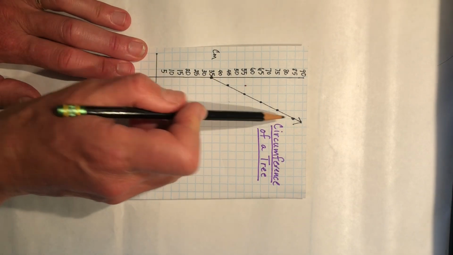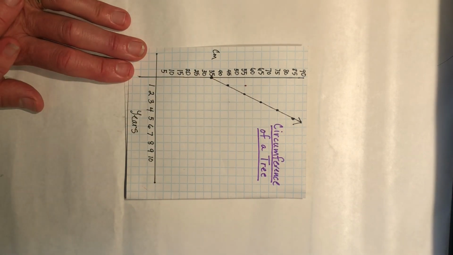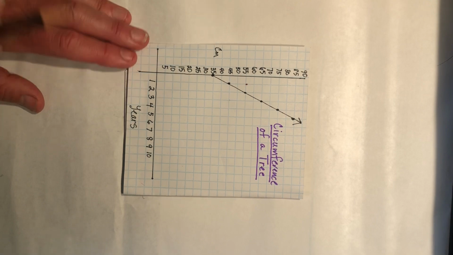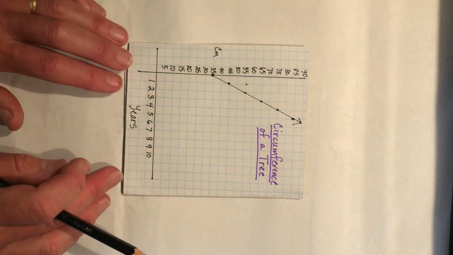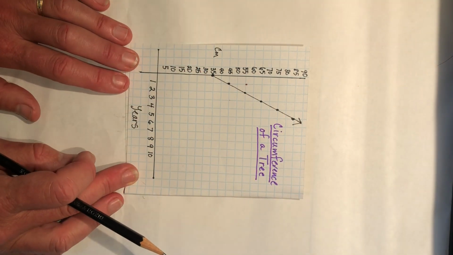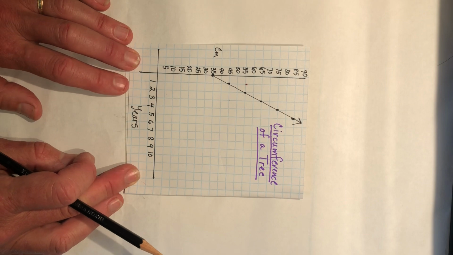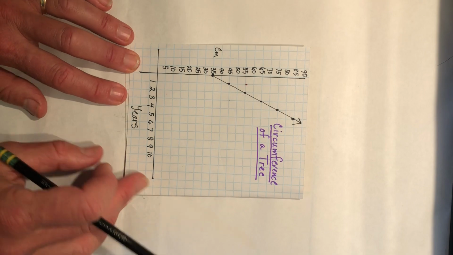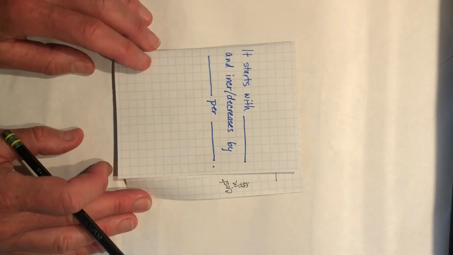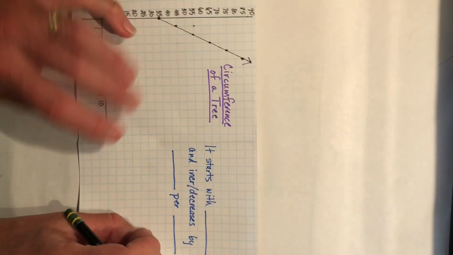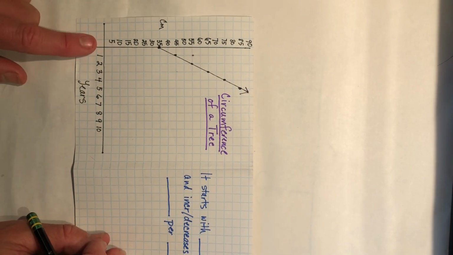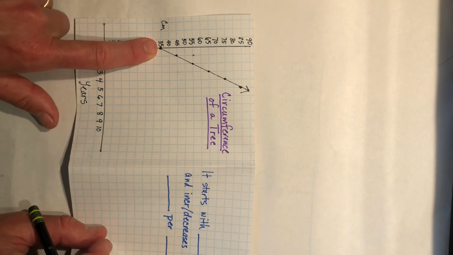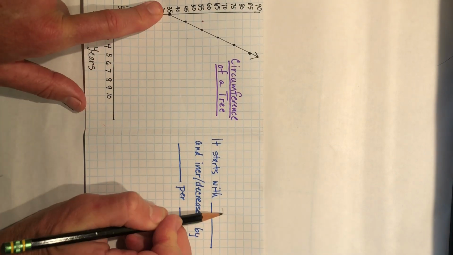So since I see my graph going up, I know that the circumference of the tree, right, the distance around the trunk, is increasing as the years go by. Can you already see what our equation is going to be? I bet you can see the start of it. Let's take a look. It started at time now, which is right here. So it starts with 35.